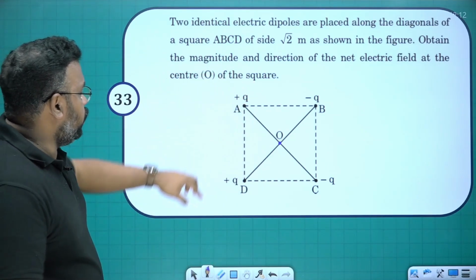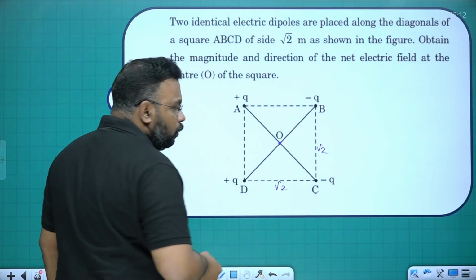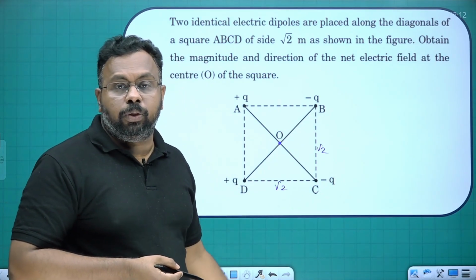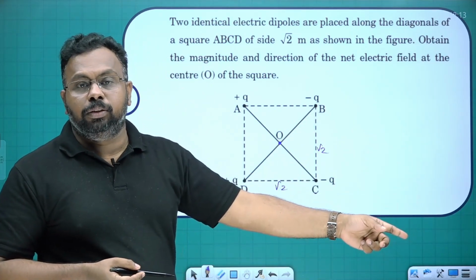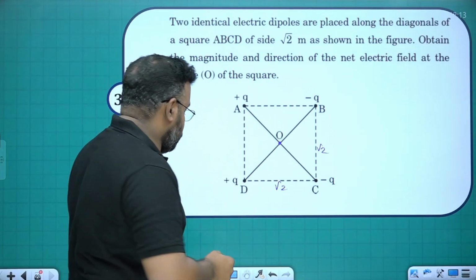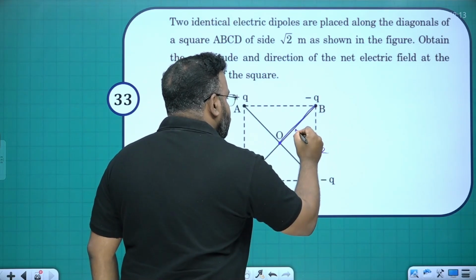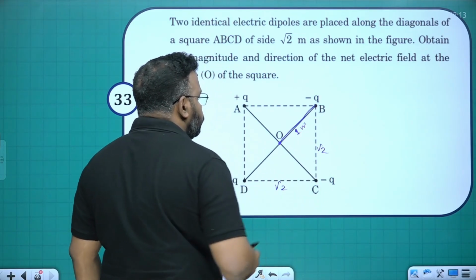What is the side of the square? It is √2. So if this is √2 and this is √2, the diagonal will be root of √2 square plus √2 square. That means root of 2 plus 2, 4. Square root of 4 is 2. 2 is the diagonal. 2 is the diagonal means what will be the distance from here to here? 1 meter. So the distance will be 1, no?